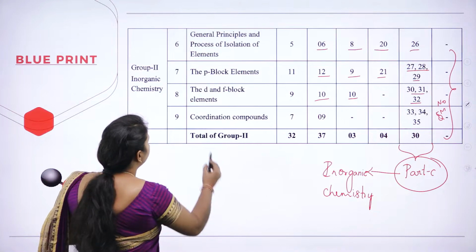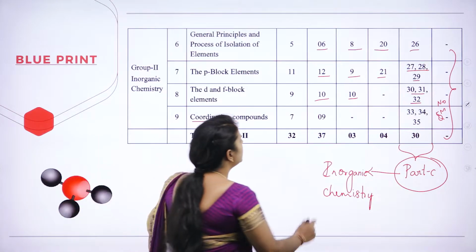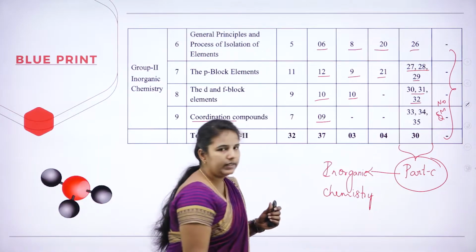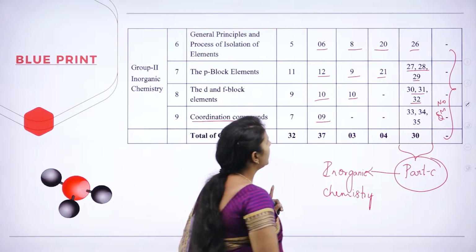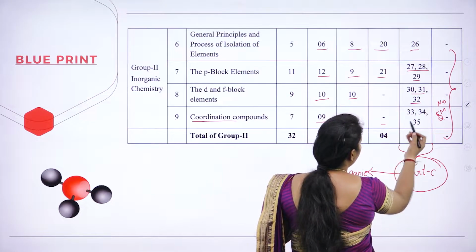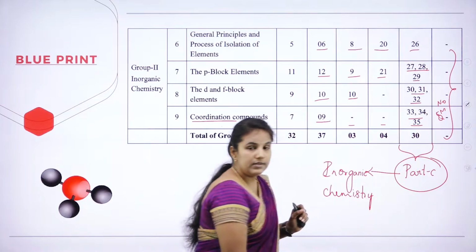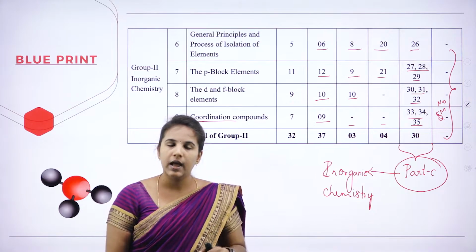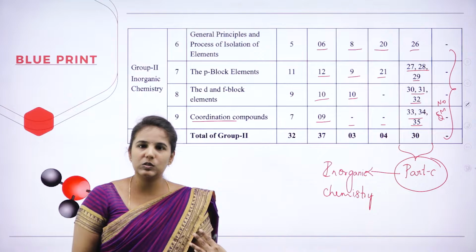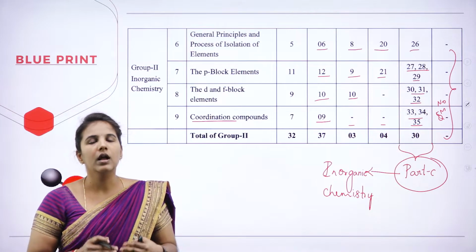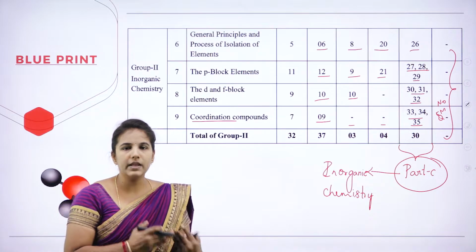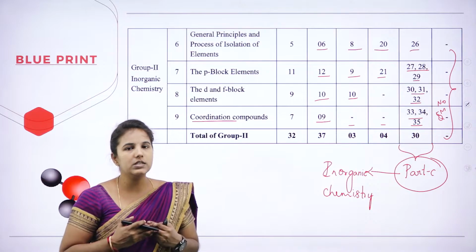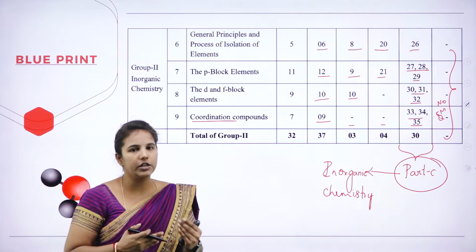Then coming to coordination compounds, from this unit we can expect only 9 marks. There is no 1 mark and 2 mark question, you can see that, but we can expect a 3 mark question. Again in this unit we can expect hybridization and how to write the complex formation. So all these questions will come from coordination compounds.